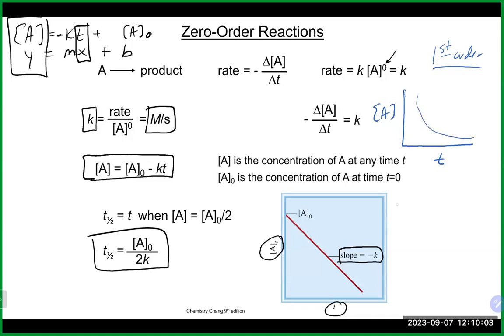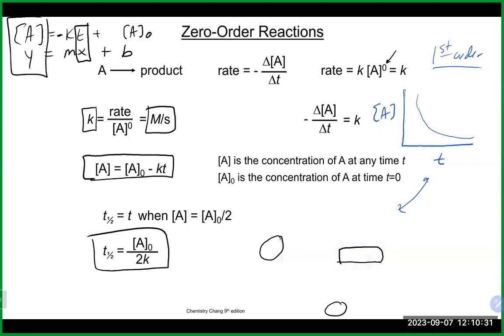So it is possible you may see the same sort of graph for both first and zero in terms of what is being graphed, but only one of them should give you a linear relationship, and that would be zero order. It should give you a linear relationship when you graph concentration versus time. So if you graph concentration versus time and you don't get a linear relationship, it's probably not going to be zero order. It might be first order, most likely.